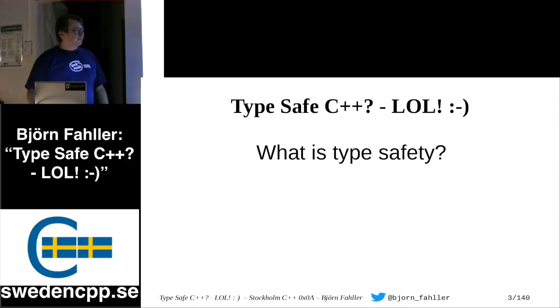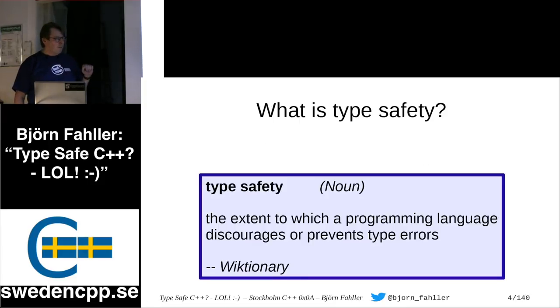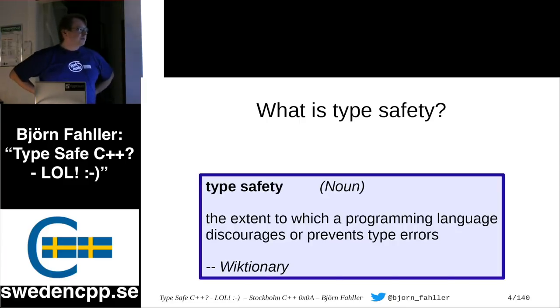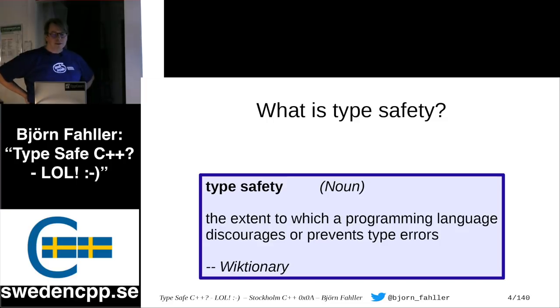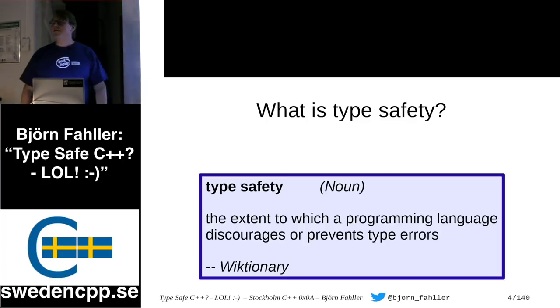I was scouting for a definition, and what I found was this from Wiktionary. The extent to which a programming language discourages or prevents type errors. I think there are some interesting details here. The word extent seems to indicate that it's not black and white. You have varying degrees of type safety from absolutely no safety whatsoever until something that is very safe. And then you have also discourages or prevents.